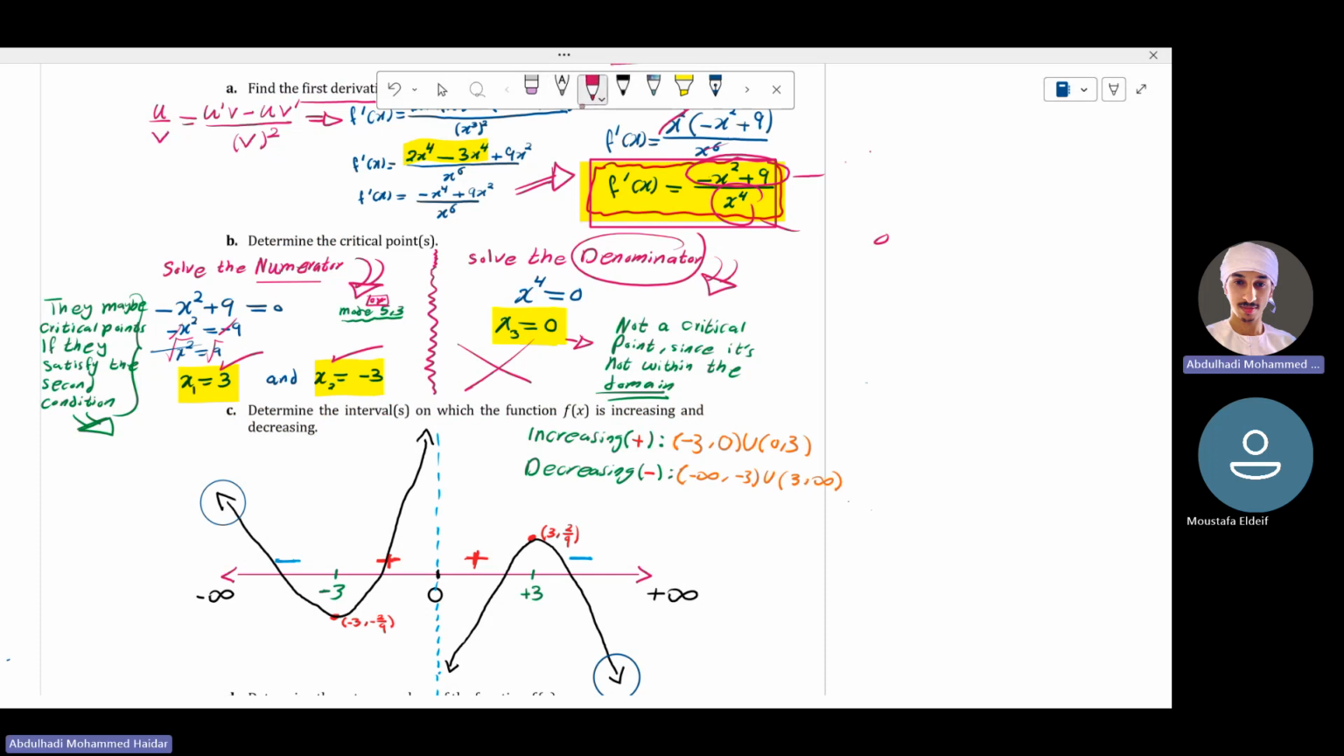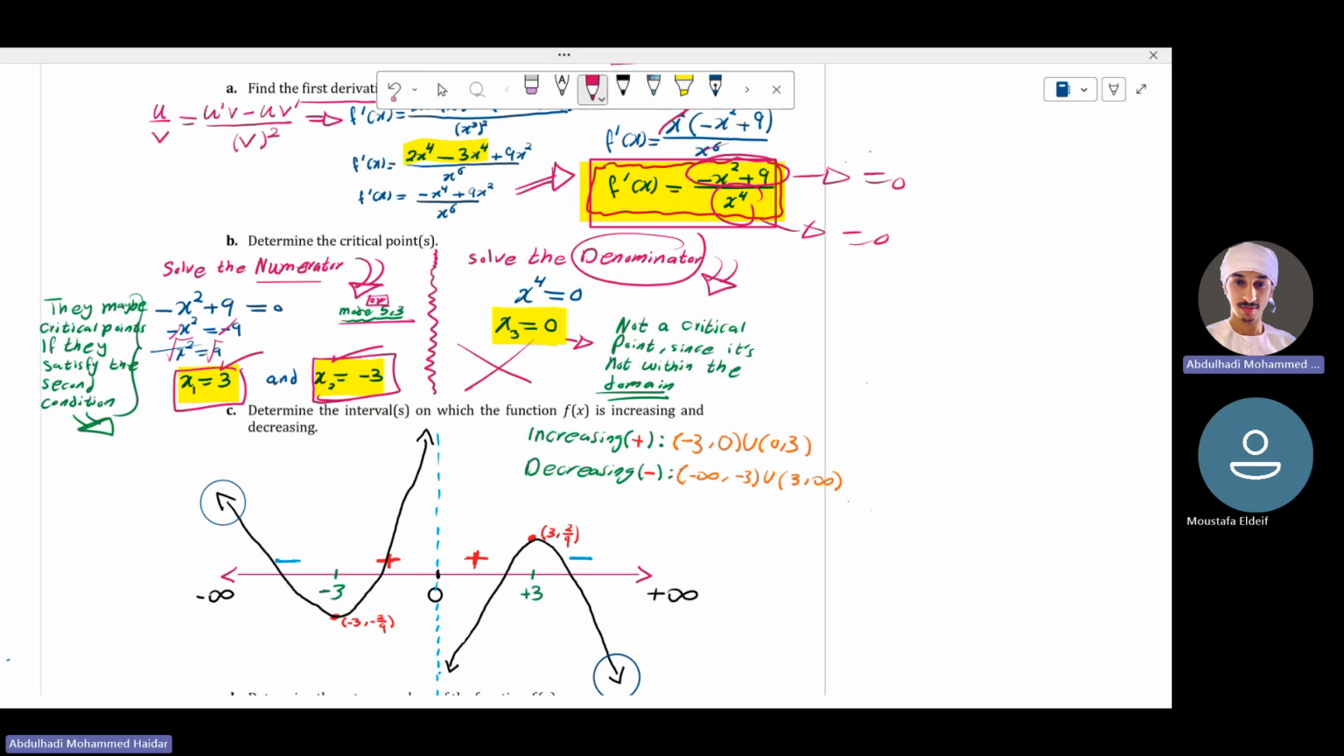x minus x squared. So I take this, and then minus x squared plus 9 equal to 0. In your calculator, mode 5-3, or solve it manually, you will get two solutions: x1 equal to 3 and x2 equal to minus 3. But ask yourself, are these two solutions officially critical points? No, not yet. They are within the domain, yes, so they satisfy the first condition.